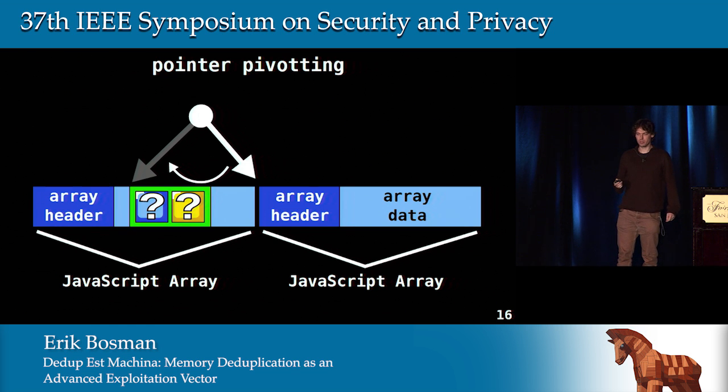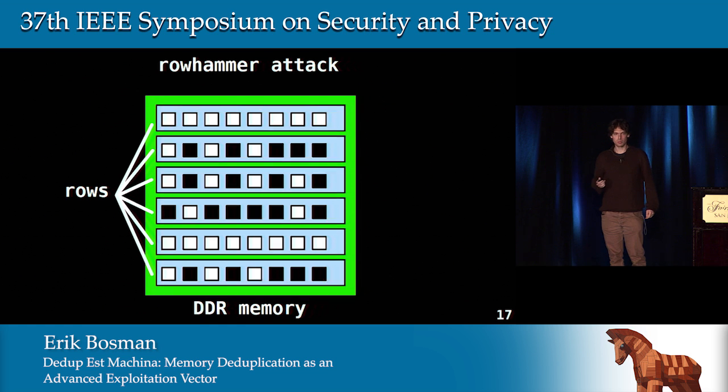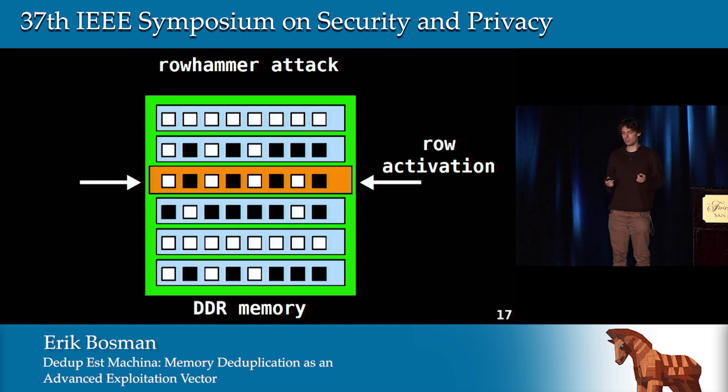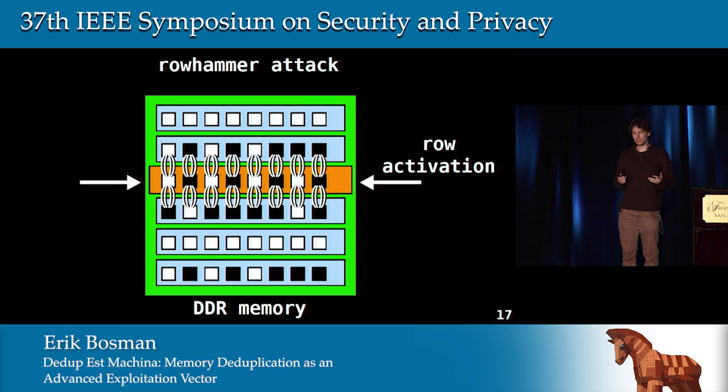And we do this by inducing a bit flip using Rowhammer. So Rowhammer is a hardware vulnerability where the observation is that if you access a certain row in memory very quickly, in quick succession, the neighboring rows experience interference, and some of the neighboring rows' bits can flip.